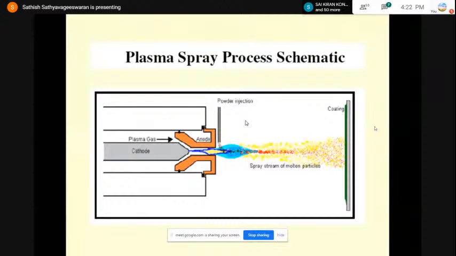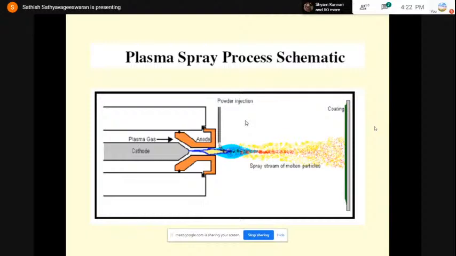This plasma flame will have a very high temperature of around 10,000 to 20,000 Kelvin. You can see a powder is being injected from the top. The powder particle will absorb the heat energy from the plasma flame, so it gets melted, and finally the molten particles are accelerated towards the base material. Thereby you will be getting a deposition. So this is how your plasma spray technique works.